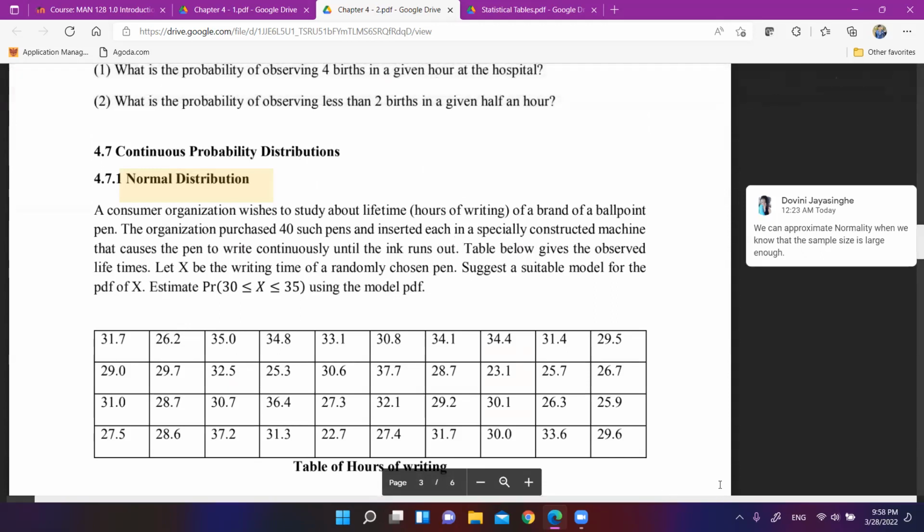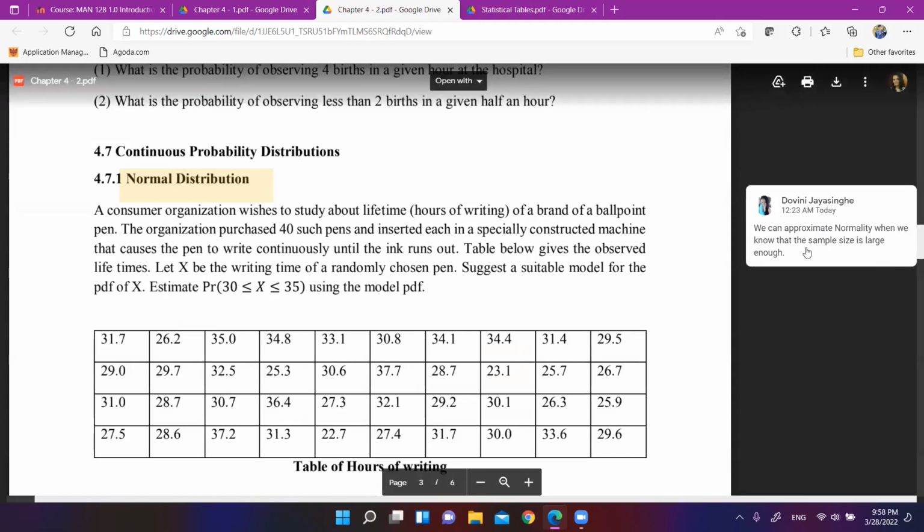One thing I have to say, we can approximate normality when we know that the sample size is large enough. How large? It is given in the question.